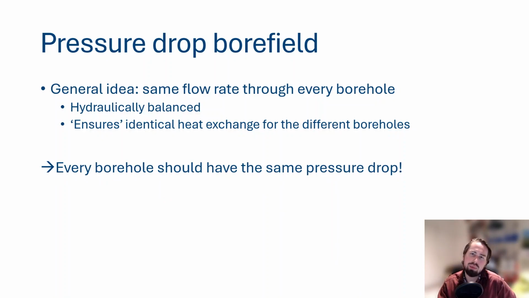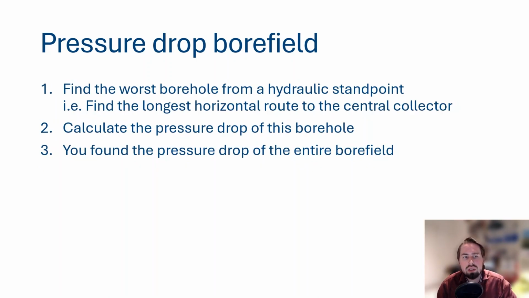So this means that if you pump your fluid inside the main collector, there is no preferred path the fluid will take, because all the paths have the same pressure drop and will take the same amount of effort to go through. So this is really the essential and central idea. So basically what we have to do is we simply have to find the worst case. So we have to find the borehole which from the hydraulic standpoint is the worst. So it's the furthest away from our main hydraulic collector.